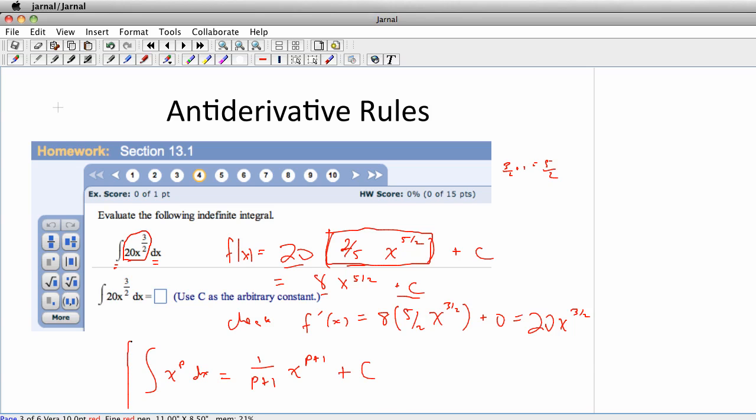So this is a really good rule. It works for all powers except for one. It works for everything except -1. Because if p is -1, then in this number here you'll get a 1 over 0, and you'll know that the rule can't possibly work. So this rule works for every power except for -1. And we'll address -1 in just a second.